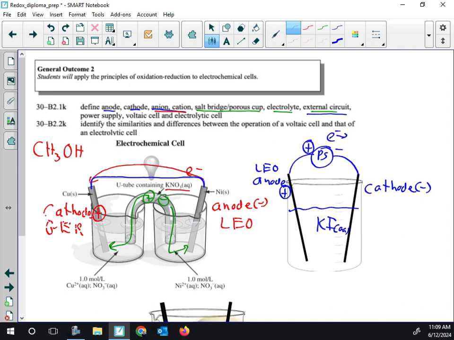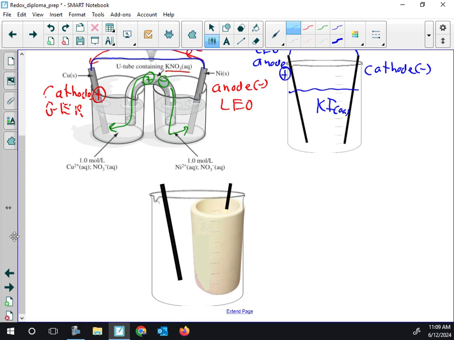Now, one type of diagram that could confuse students is if you have a porous cup. That makes a voltaic cell kind of look electrolytic. A porous cup is just a cup, but it's made out of a ceramic, and ions can flow through it. Solutions, water, solvents can flow through it, but if you have a gradient, a pull to try to get positive charge to go to one of the electrodes, they will flow right through.